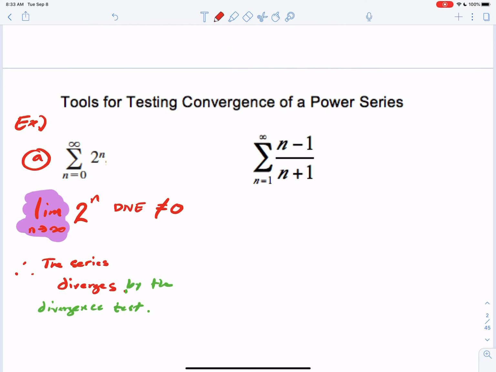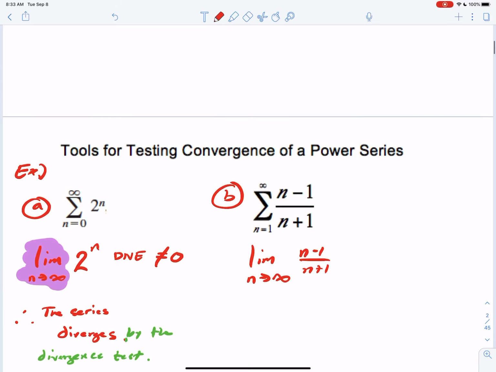All right, here's part B. Write it down. Play when you're ready. So here we're going to run that divergence test. So we'll take the limit of that general term, n minus 1 over n plus 1, as n goes to infinity. Okay, now this is kind of what we rehearsed. N is getting really large, right?